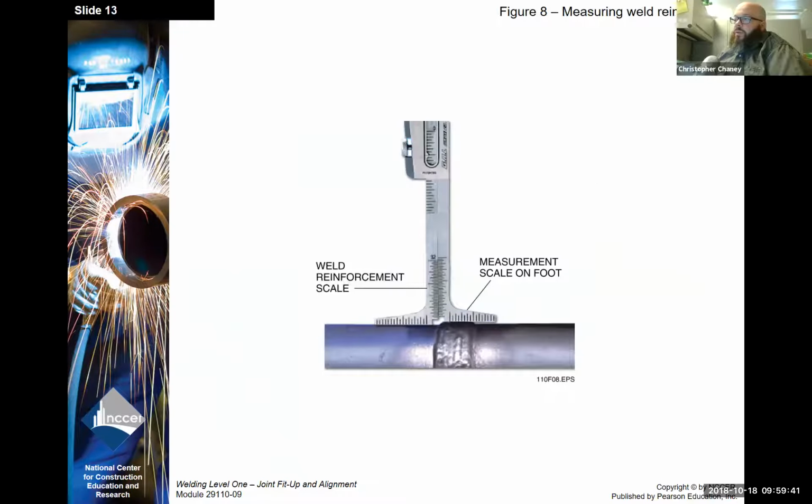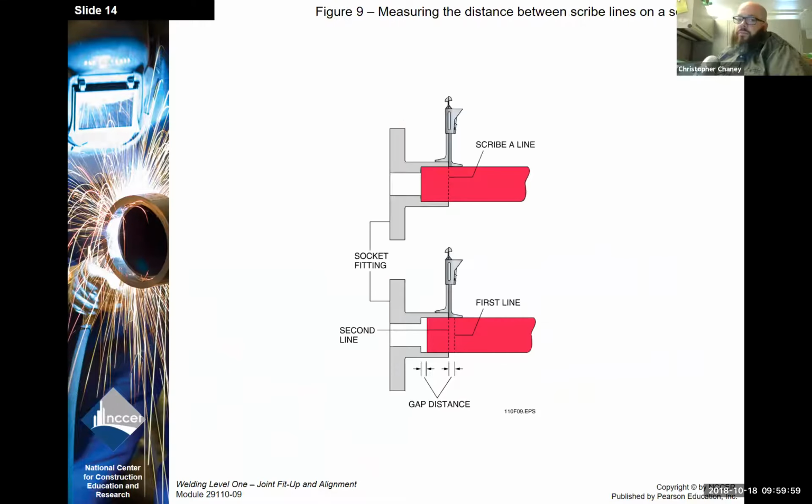Okay, measuring weld reinforcement. So here, this is on a piece of pipe, and when we look at weld reinforcement, that's how much weld is actually above the top of the plate, or the outside of the pipe. This is specified in code, how much is allowed.